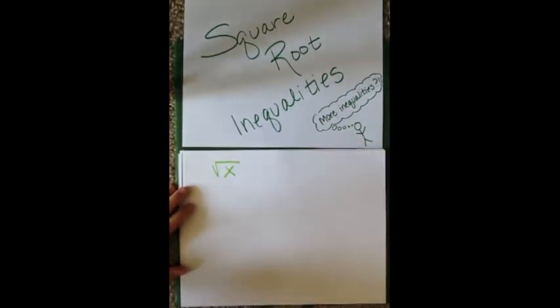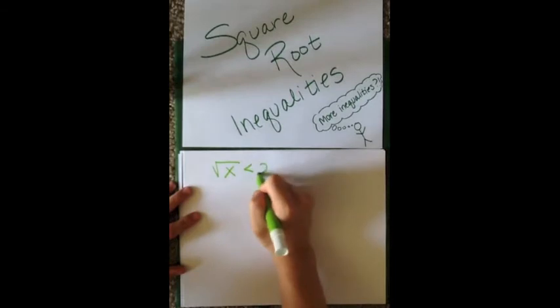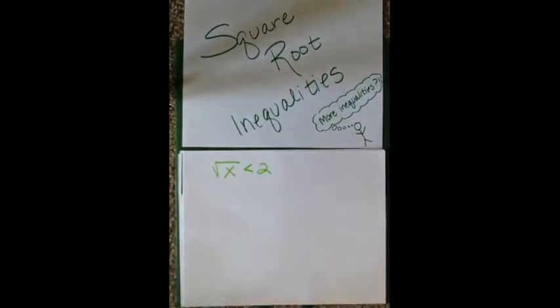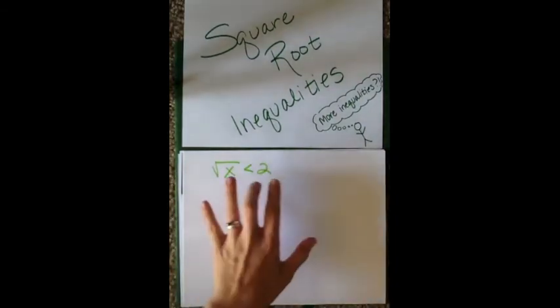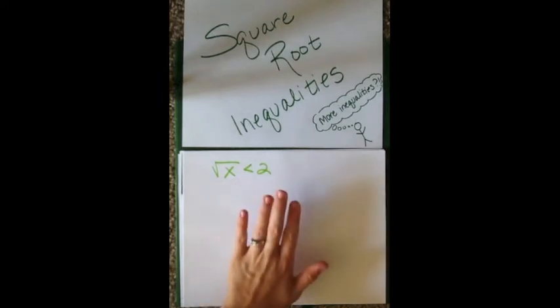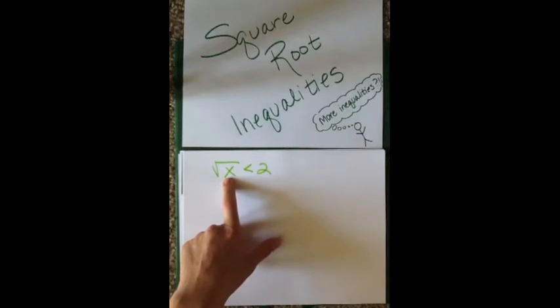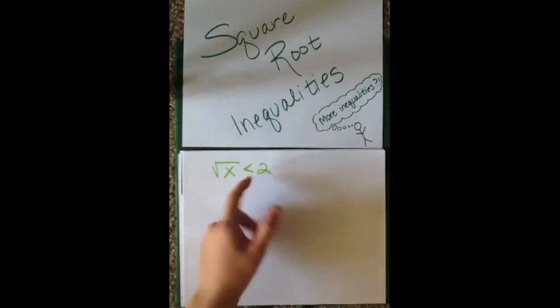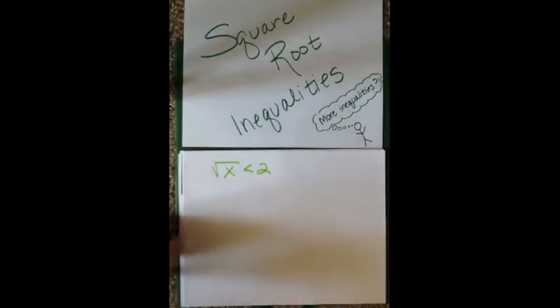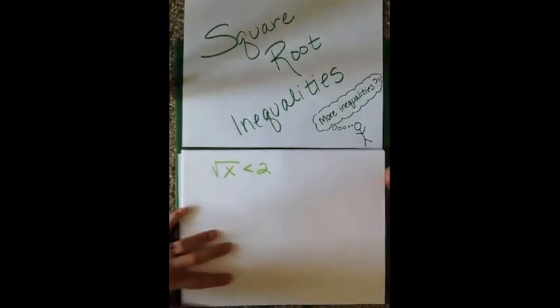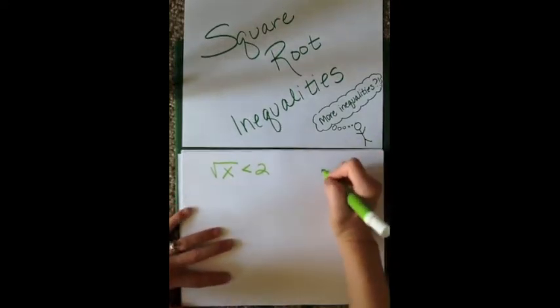Let's say we have square root of x is less than 2. If we look at this graphically, remember you can graph things like this by graphing two separate y equals. So you have y equals square root of x and y equals 2, and where those two things cross would be the solution to your equation. This is an inequality, so slightly different, but the same type of idea with graphing.